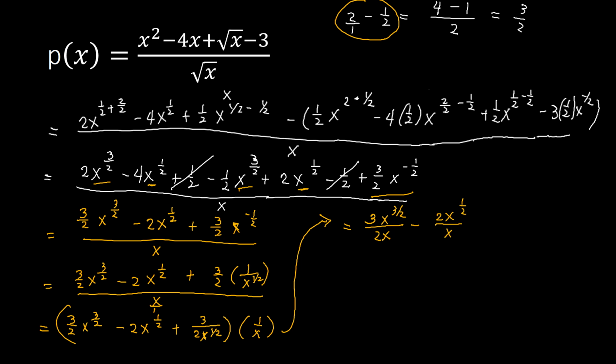Because this is understood with 1 here. And then plus 3 times 1, that's a 3. And then 2x to the power of 1/2, that will be 2 times x to the power of 1/2 plus 1, because we have 1 here as an exponent. And then next, we have this, simplifying.